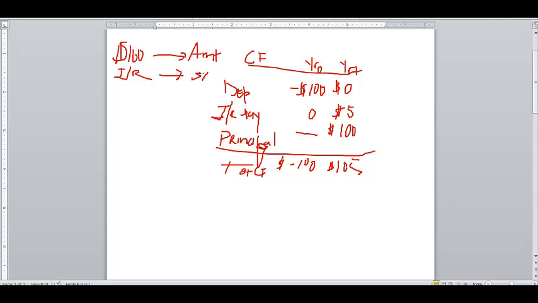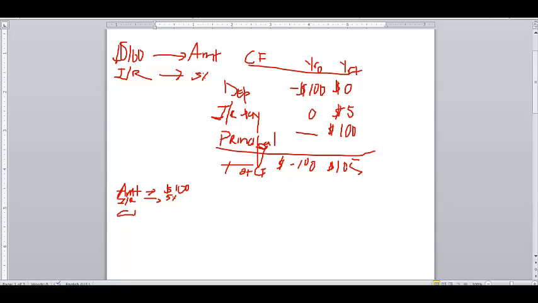So to make this simple, let's take a look at it and see the difference. Now, I'm going to write this very small, see if I can get it correctly. You had the amount that was invested, $100, and your interest rate, remember, was 5%. Interest is 5%.